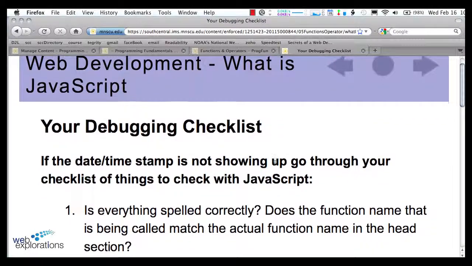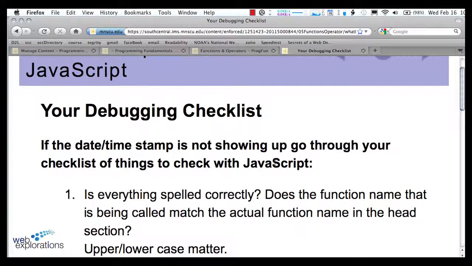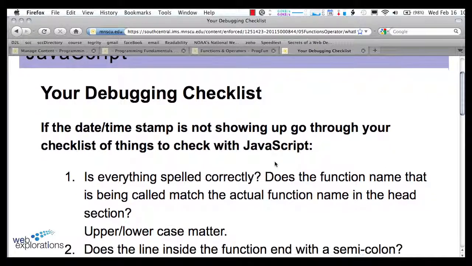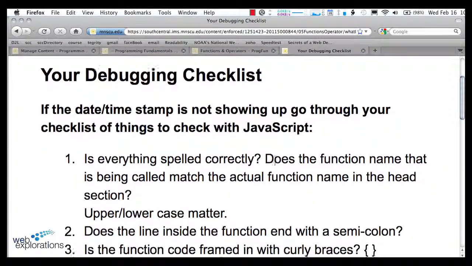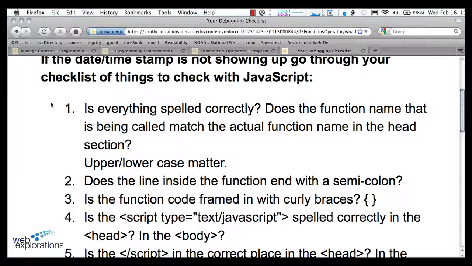Now, as a programmer, one of the things you want to do is build up an expert checklist in your head. So here's the expert checklist. If your date stamp isn't showing up, the first thing you want to ask is, is everything spelled correctly? This is the most common of all errors. Does the function name that is being called match the actual function name in the head section? Upper and lowercase matter, and so does spelling.